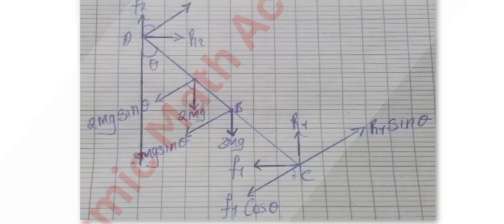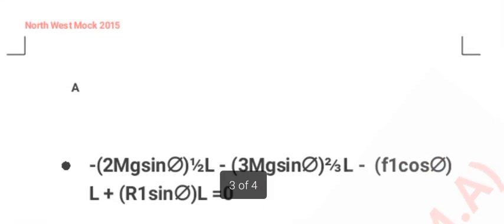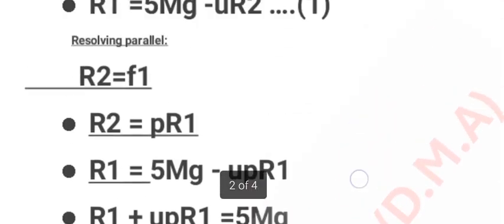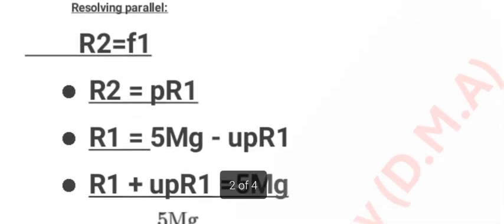Now, point B, we have 3 mg sin theta. But what is the distance from point B to point A? Don't forget, we have been told somewhere that the distance from B to C was 1/3 L. The distance from B to C is 1/3 L, and we know very well that the length of the ladder is L.